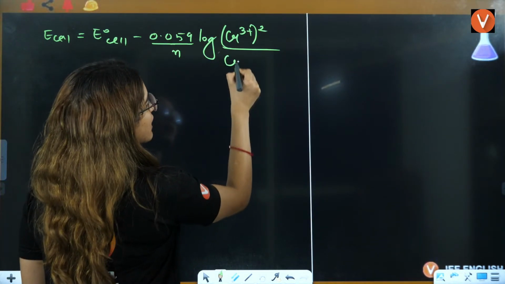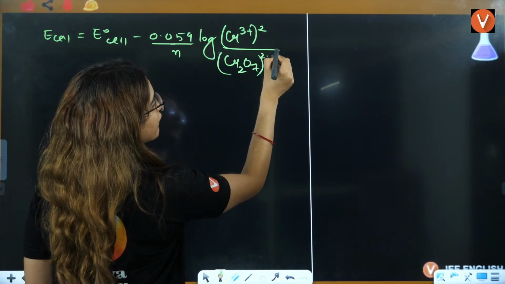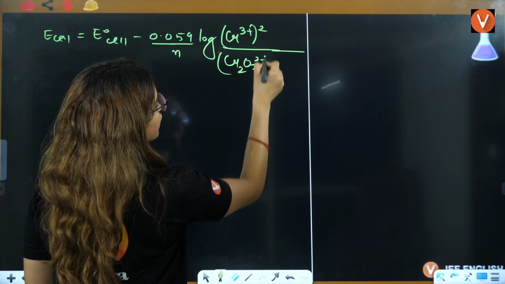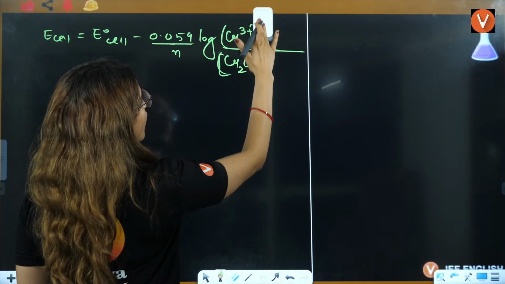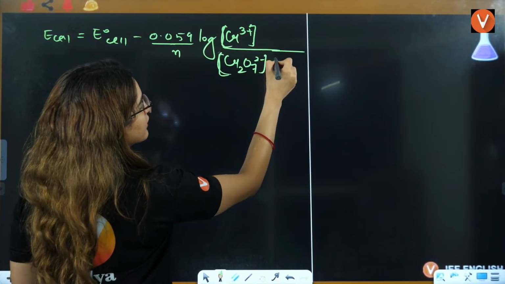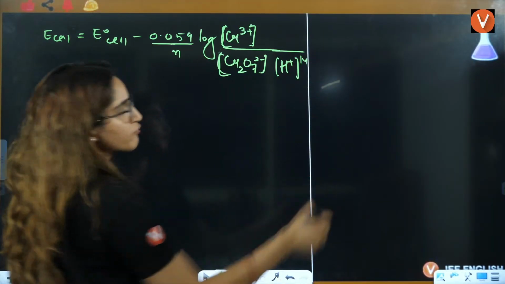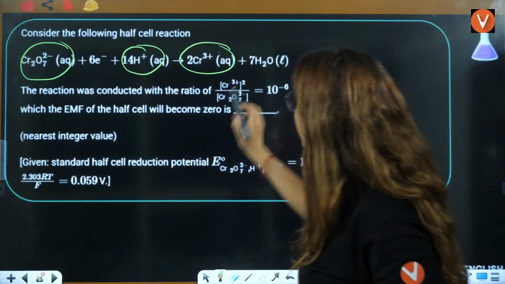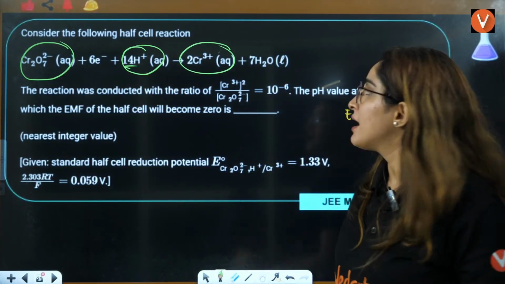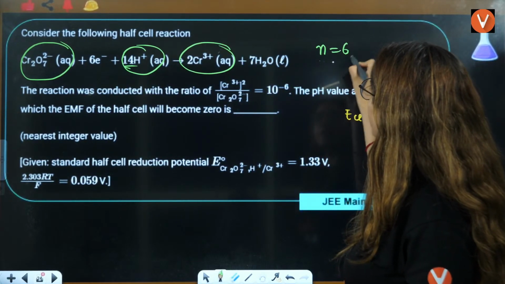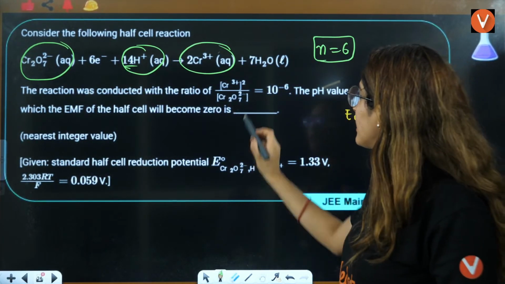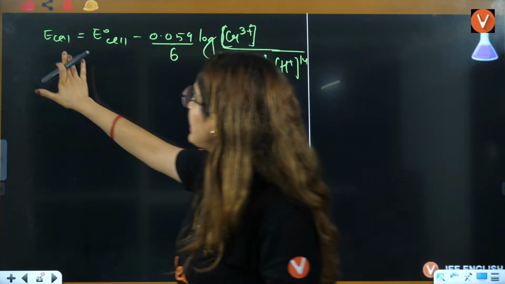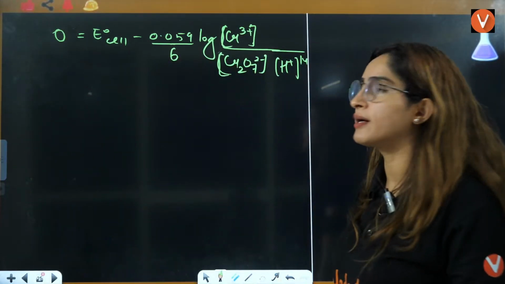So it will be Cr2O7 2-, divided by reactants now. 2-, wait a minute, concentration. Here also it was concentration, right? And here it is H+ concentration raised to power 14, because in the balanced equation, 14 is the stoichiometry here. Number of electrons gained is 6, so n will be equal to 6 here, right? So you can put the value of n here, that is equal to 6. And here E cell is given to be 0, so you can put the value here, 0.